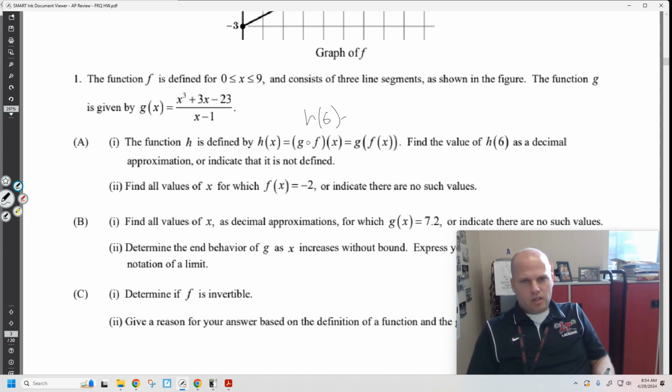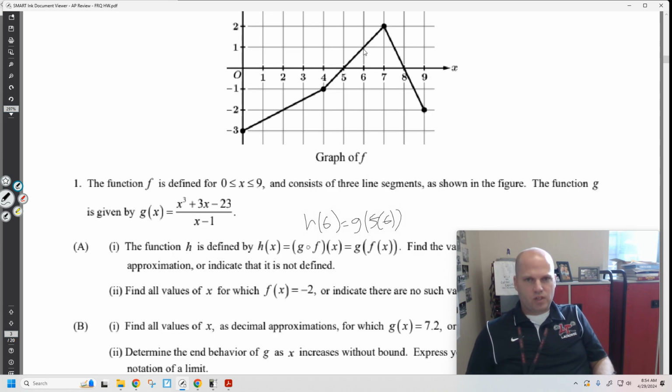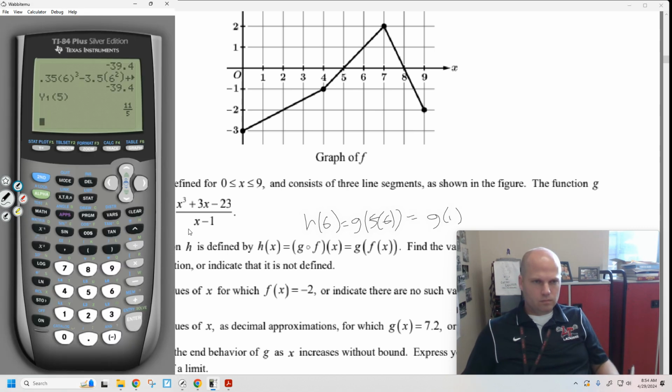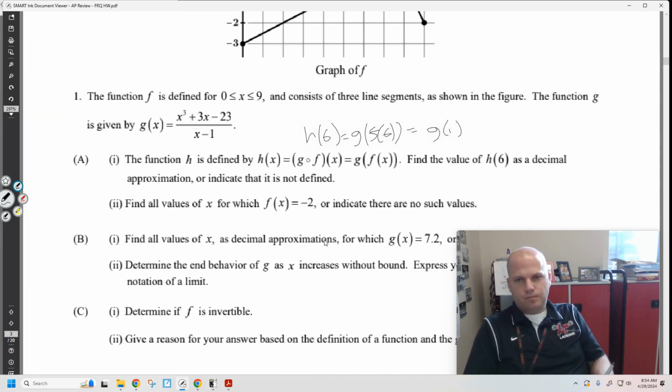h of 6 is g of f of 6. This is f. f of 6 is 1. I need to find g of 1. There's g. Plug in 1. Oh, it's undefined. That's good. There's a vertical asymptote. Here, watch. You'll see y1 of 1 is going to be divided by 0. So it's not defined.